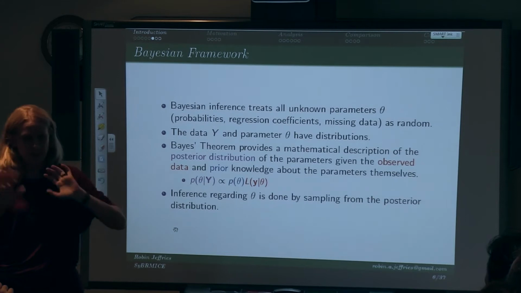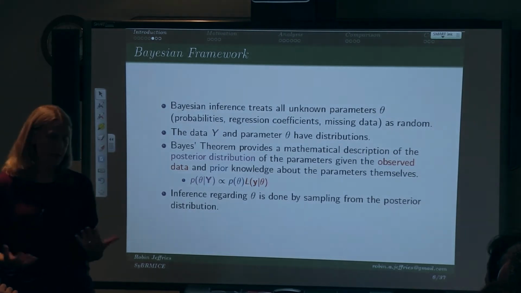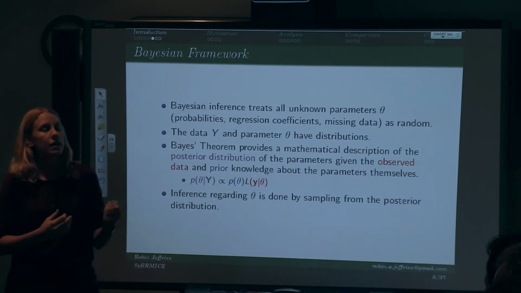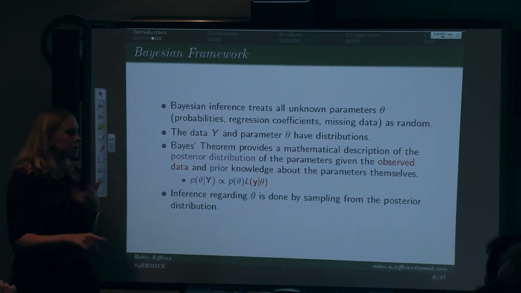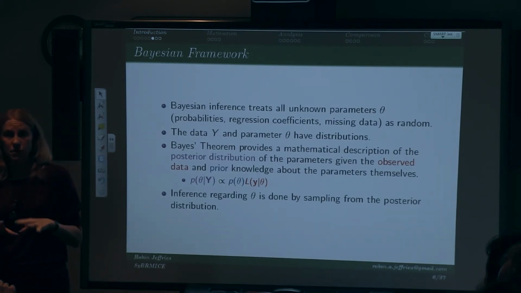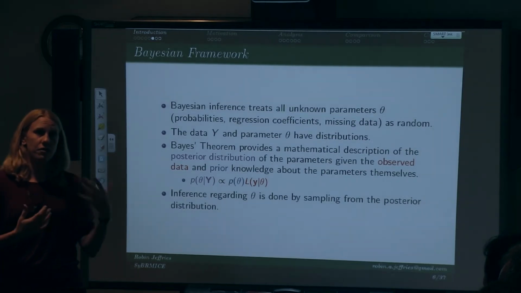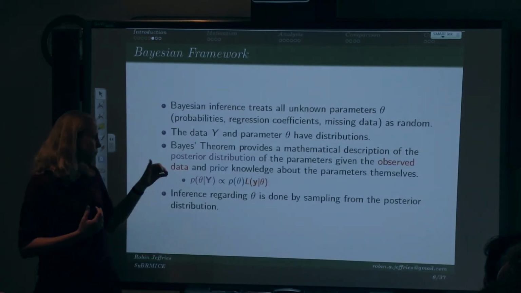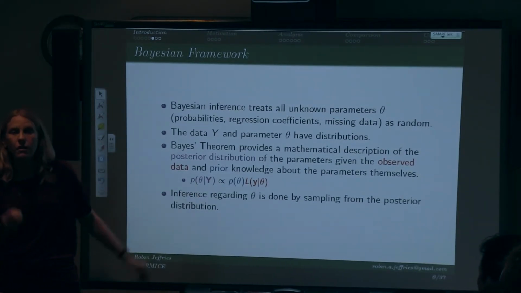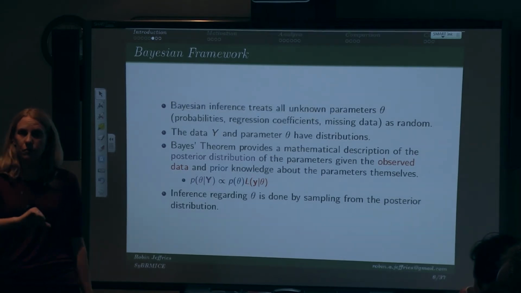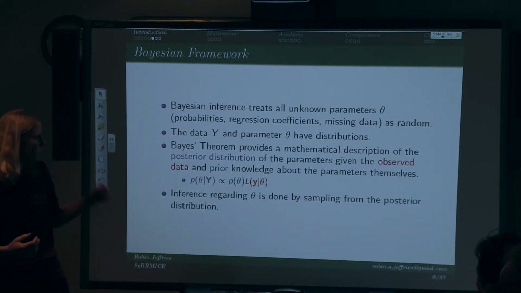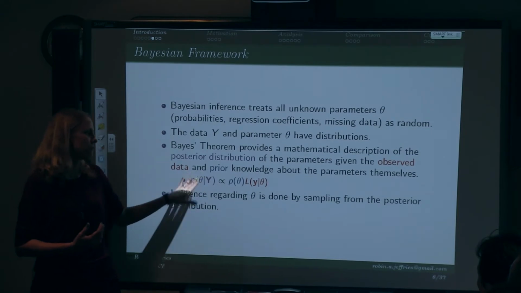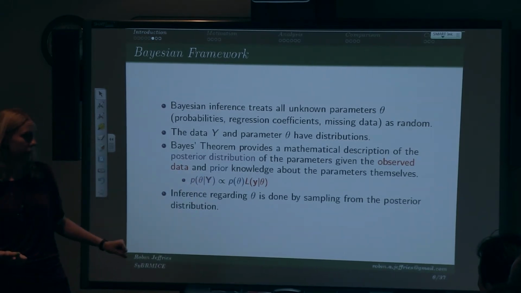So, I mentioned that the framework of this is done under the Bayesian paradigm. That again treats all unknown parameters, whether it's missing data or regression coefficients, as unknown, which means they all have distributions associated with them. And Bayes' theorem gives us a relationship where we can make some inference regarding those unknown values based off of what we do observe, given those unknown parameters and a little bit of prior knowledge about those parameters. And it's done by sampling from this posterior distribution, so it's a sampling technique.